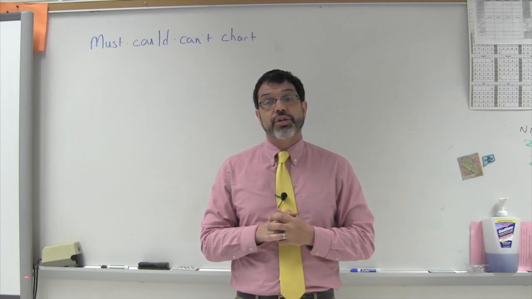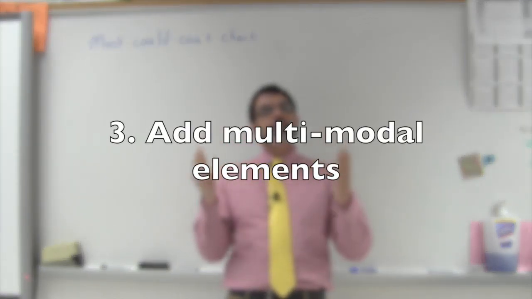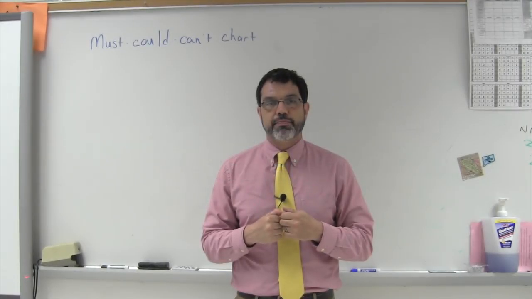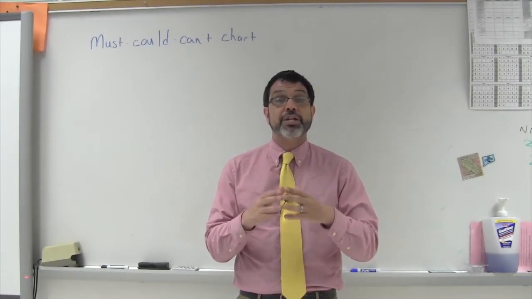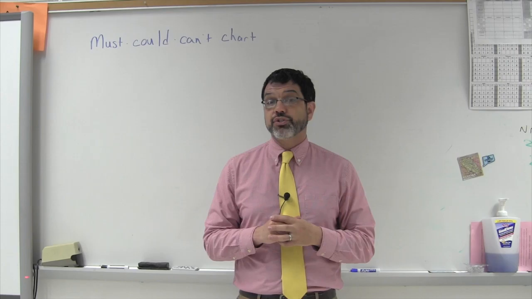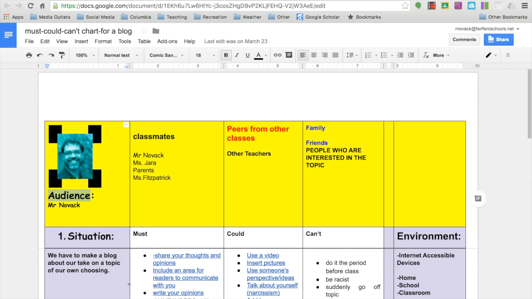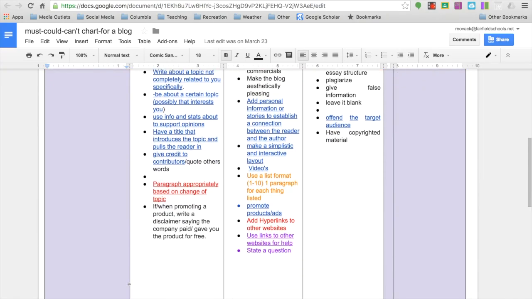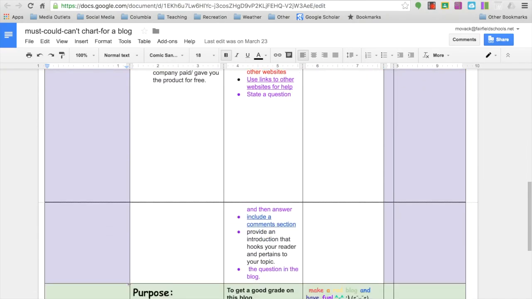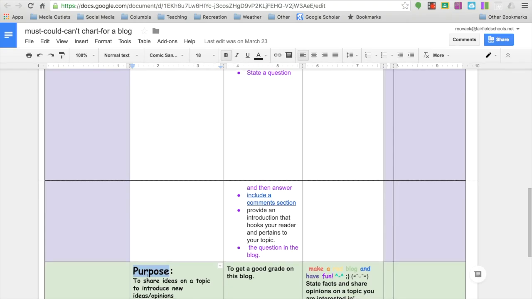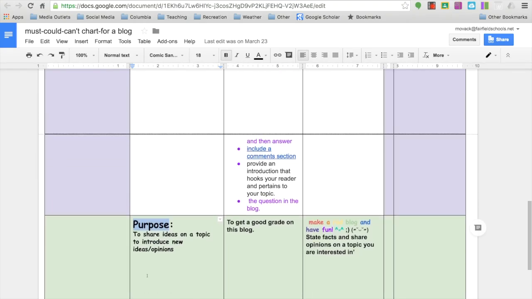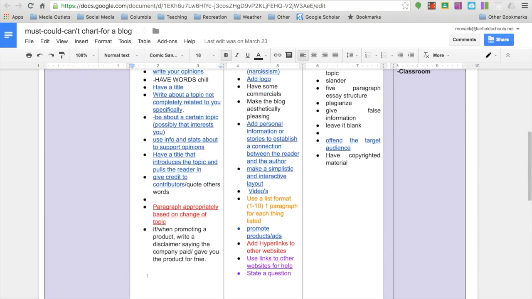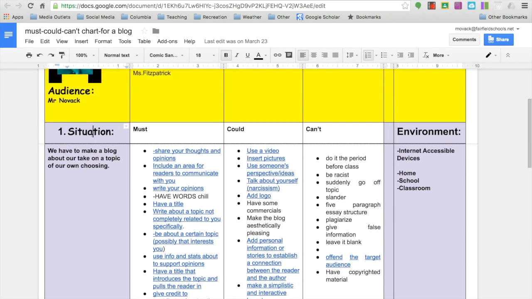You could also ask students to incorporate multimodal elements into this process. You could have students take a picture for an audience, or you could have students draw what the purpose might look like in a storyboard, or take a video that expresses notions of what purpose is. You could also have students hyperlink in the must, could, can'ts examples of where we've seen this in writing. For instance, I have a must, could, can't chart that my students made about the blogs that they were creating, and they did this.